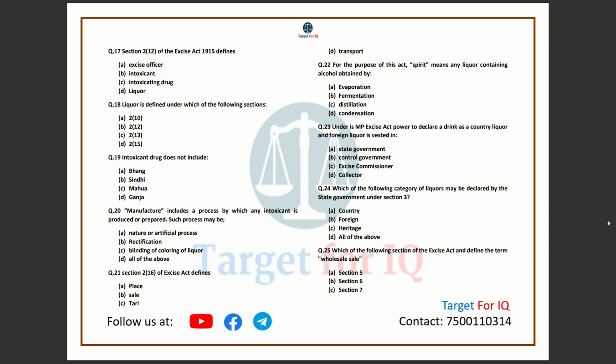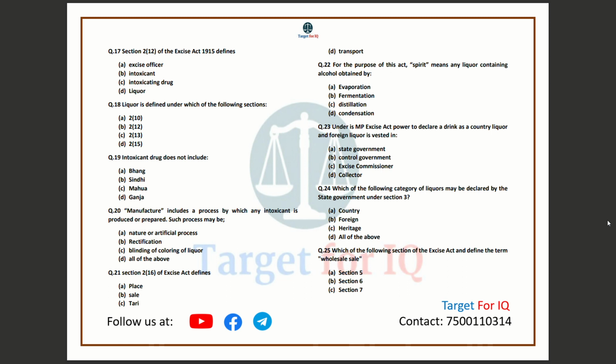Question number 24. Which of the following category of liquors may be declared by state government under section 3? Option A, country, option B, foreign, option C, heritage, and option D is all of the above. The correct answer to question number 24 is option D, that is all of the above.